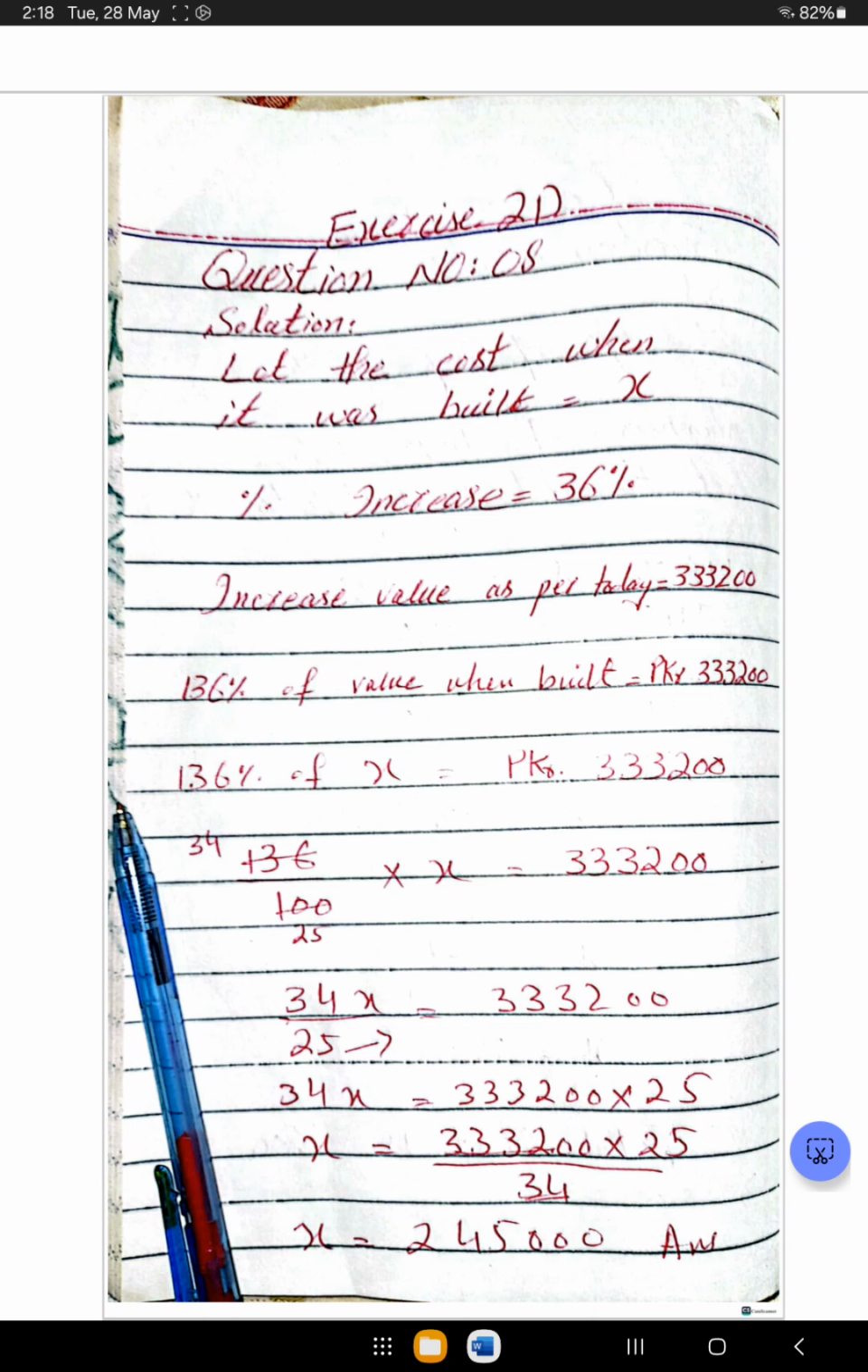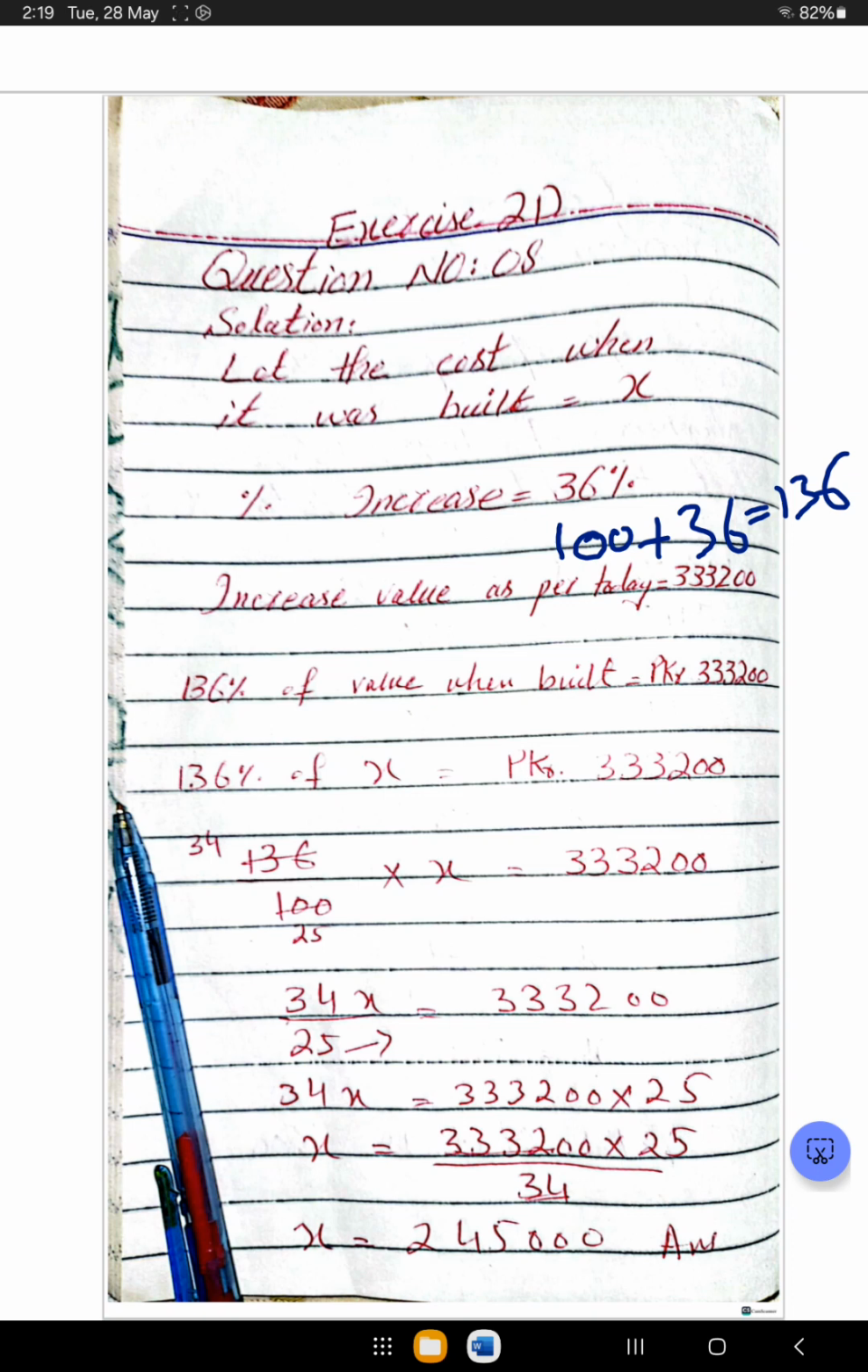Question number 8, solution. Let the cost when it was built be x. Percentage increase is 36%. Original percentage is 100 plus 36, which is equal to 136. Increased value percentage today is 3,33,200. 136% of the value when built, so 136% of x is equal to 3,33,200. When we remove the sign of percentage, we divide by 100 times x, which is equal to 3,33,200.